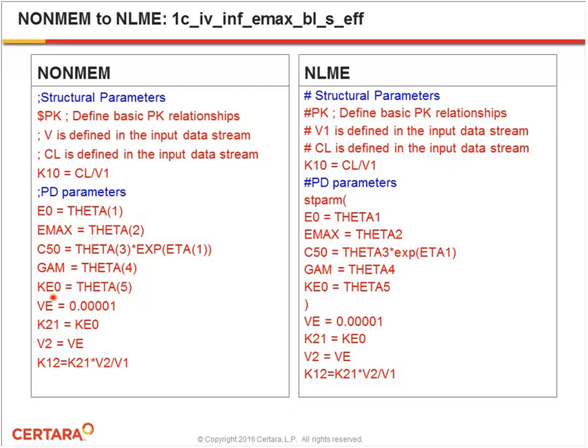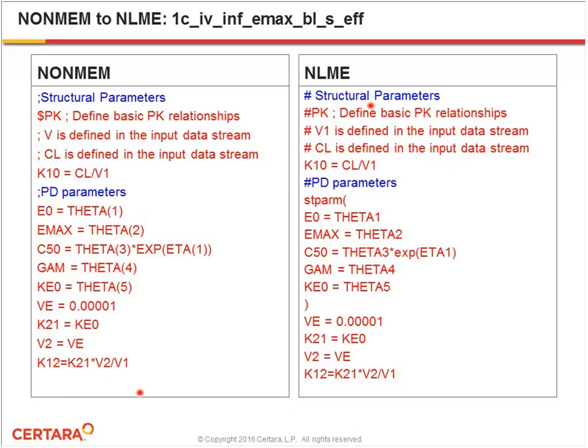Then we have an initial estimate for the volume of the effect compartment, a very small value, and we just give the microconstant from the differential equation, so corresponding name K21 equals KE0. KE0 is estimated and then used in the differential equation as K21. Similar with V2 and VE, these are exchangeable, and then we have to express our K12 constant as a combination of K21 with the relation of the two volumes V2 over V1.